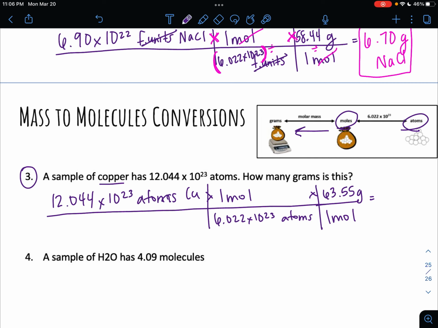Okay, if you're getting numbers like times 10 to the 40 something, that's too big. So you should have got something like 127.